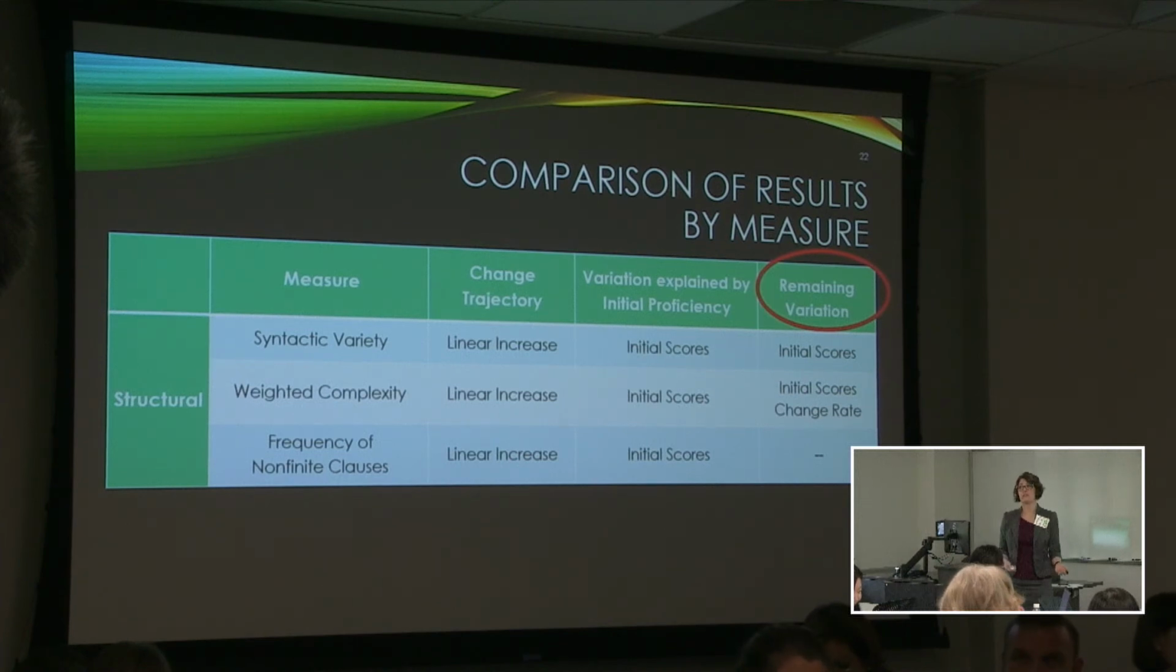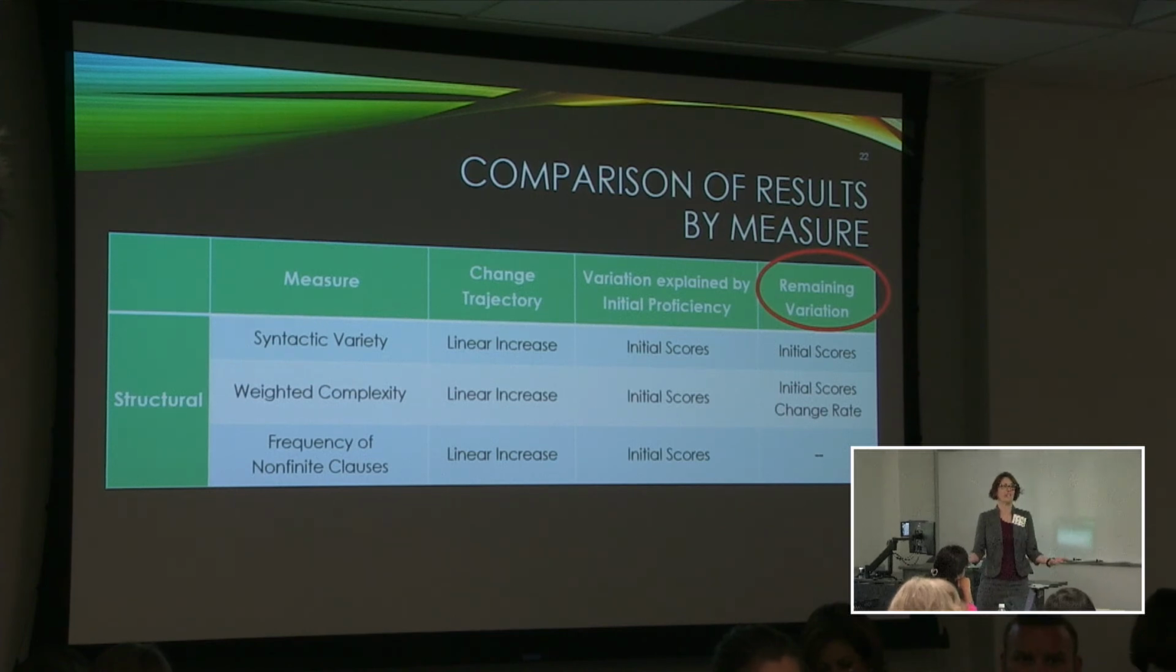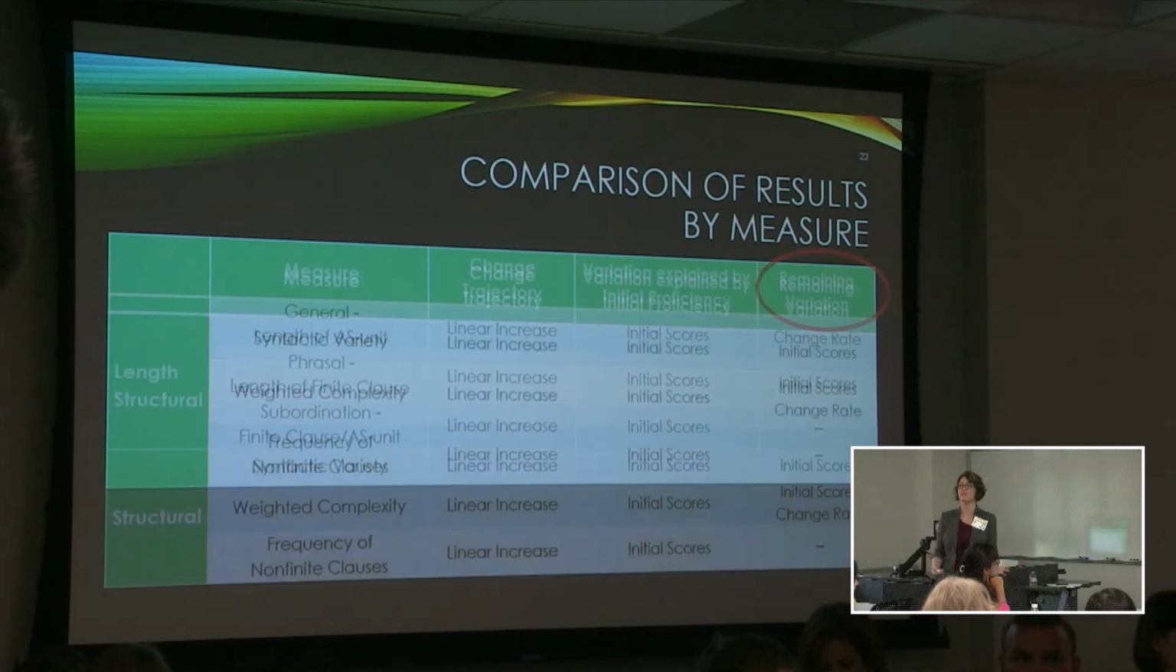Not any difference in the frequency of non-finite clauses. It's not to say, whenever it says there's not remaining variation, that doesn't mean that there was no variation. There was variation, but the model didn't find it to be systematic, that something might explain it.